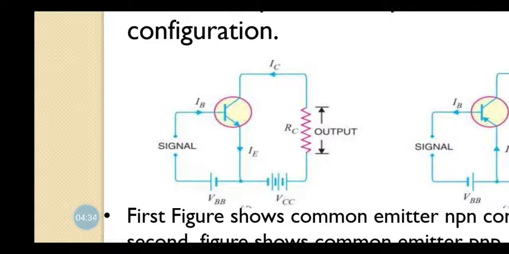The power supply which we are going to connect to the input side is VBB, and the voltage source which we are going to connect to the output terminal, the collector, is VCC. You can see the positive terminal of VCC is connected to resistor RC, and the second terminal of RC is connected to the collector. On the input side, the positive terminal of VBB is connected to the base and the negative side of VBB is connected to the emitter. So this is how the emitter becomes common for both input and output.